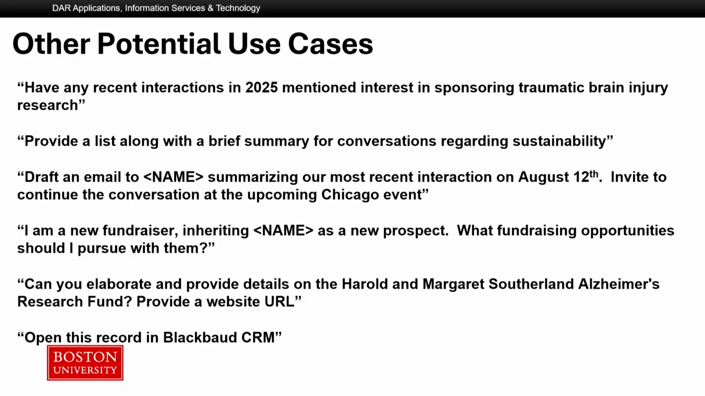So we've already played around with this tool, and we have quite a few potential use cases here. One example would be a prospect manager who's inheriting a portfolio of potential donors from someone who's left the institution. They could quickly and easily start chatting with the chatbot and trying to aggregate and summarize information about that incoming portfolio. Another use case would be compiling emails based on recent interactions we've had with a specific person.